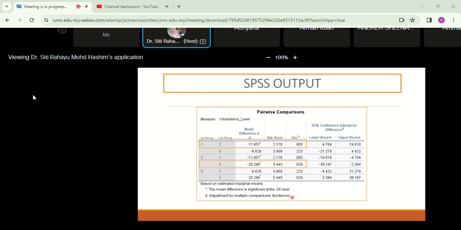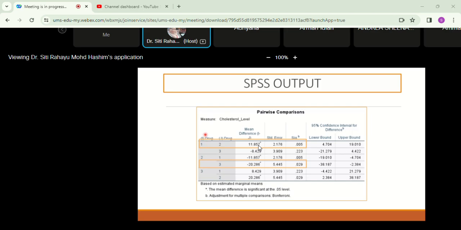And then the pairwise comparison, the p-value has been corrected using Bonferroni correction. Okay, Bonferroni correction. And then we found that drug 1 is significantly different from drug 2 in terms of the cholesterol level. So the difference is 11.857, meaning that drug 1 gives a cholesterol level significantly higher compared to drug 2.